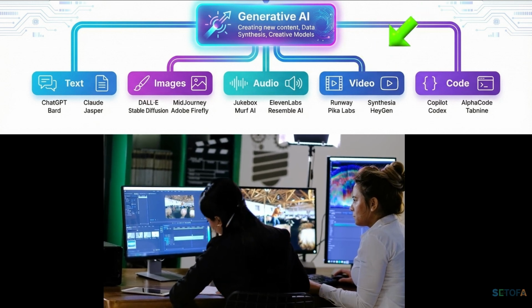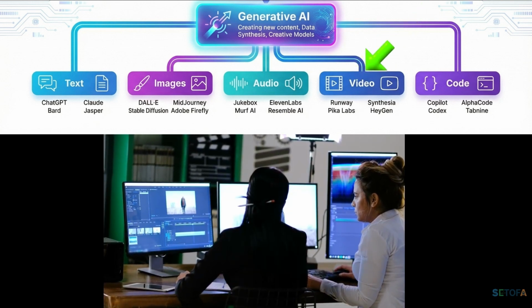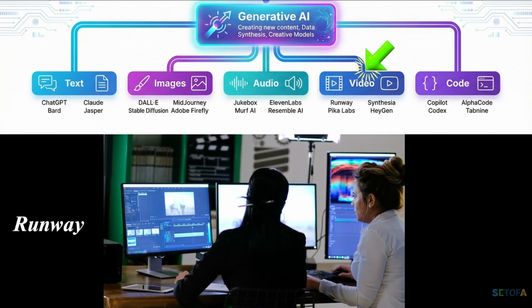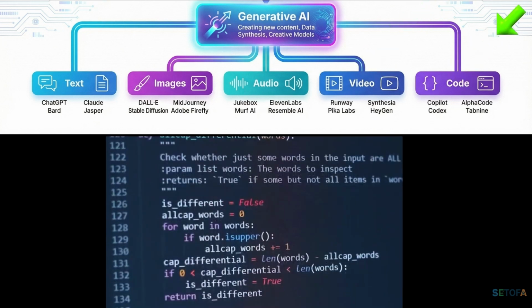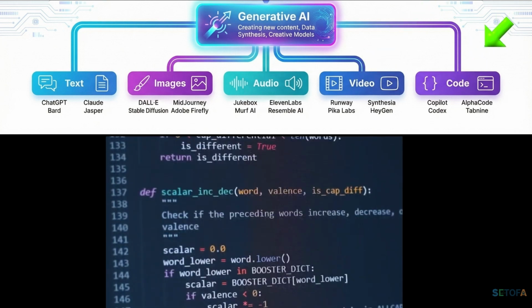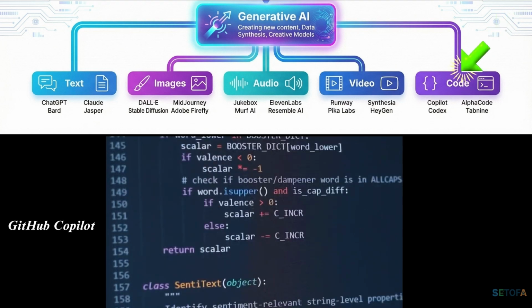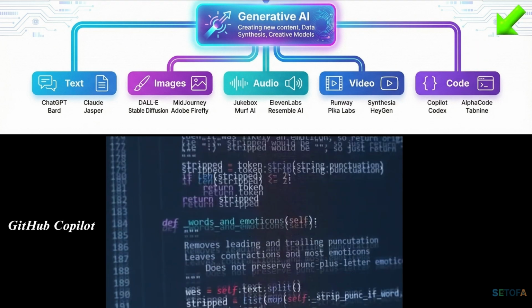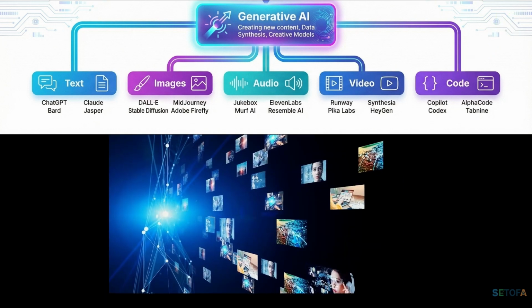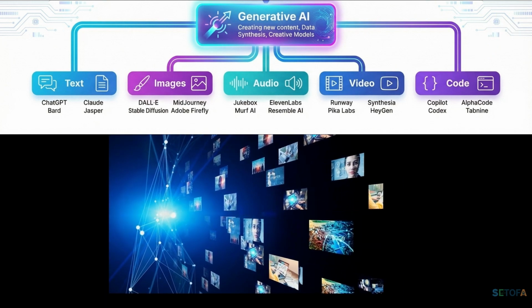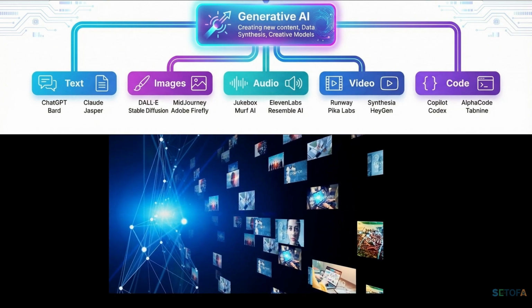Video generation is another rapidly advancing area, with tools like Runway that can create short video clips from text descriptions. And for developers, there are code generation tools like GitHub Copilot, which act as an assistant, suggesting lines of code to speed up programming. Each type uses the same core idea of creating something new, just applied to different kinds of data.